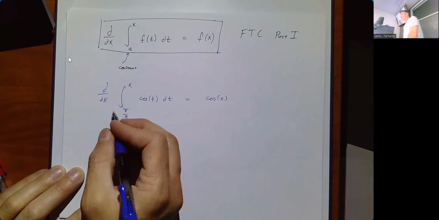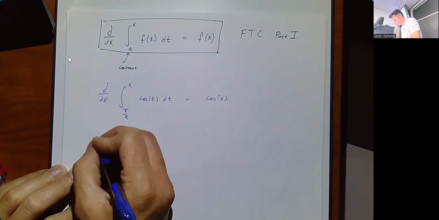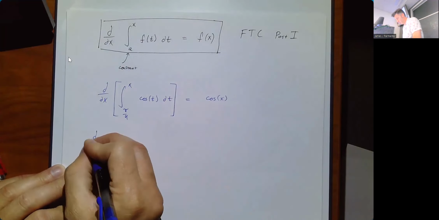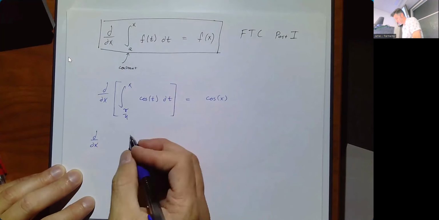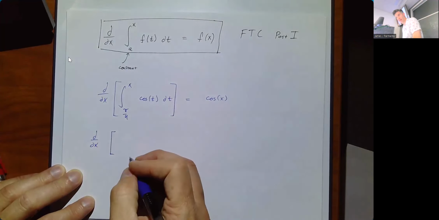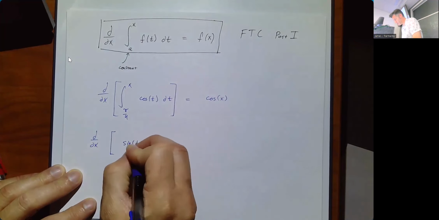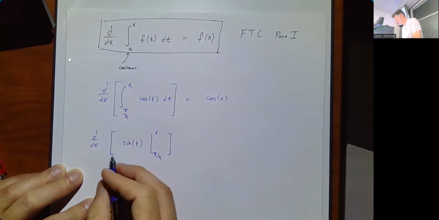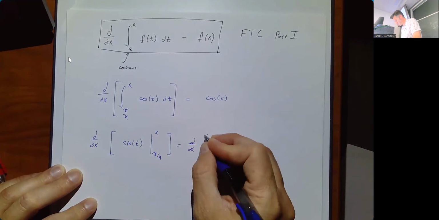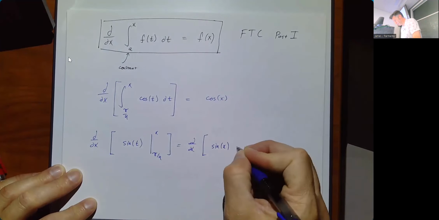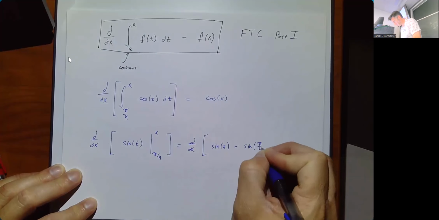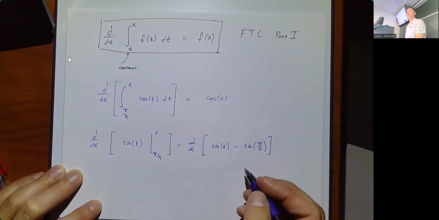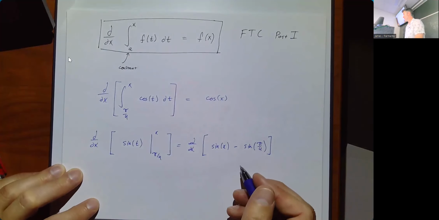So if we actually did it the long way, even though we don't normally, you would do the inside part first. So when you're finding the integral here, the antiderivative of cosine is what? Sine, positive sine. And we're evaluating between pi over 4 and x. And then if we plug in, we get the derivative of sine of x minus sine of pi over 4. I'm not going to simplify.